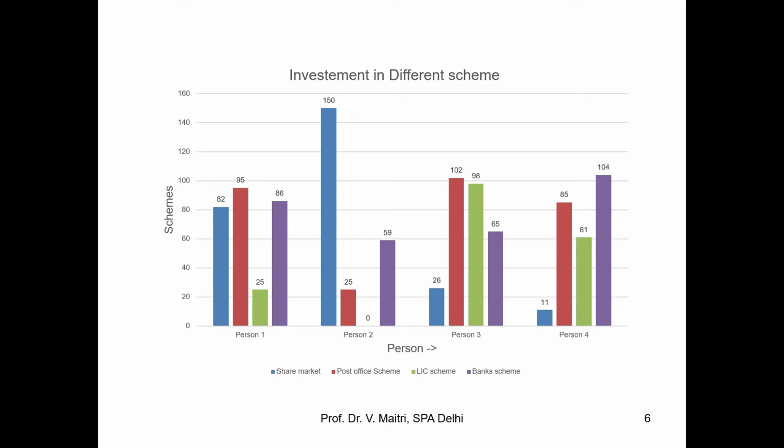So this side by side bar diagram lets us compare this categorical data very easily, and we are in a better position to interpret it. So we can say we are seeing the investment trend of the different persons, and one can hope that in future it may be more.